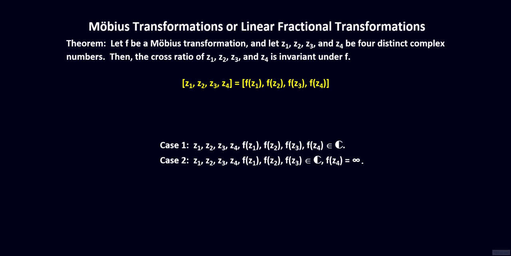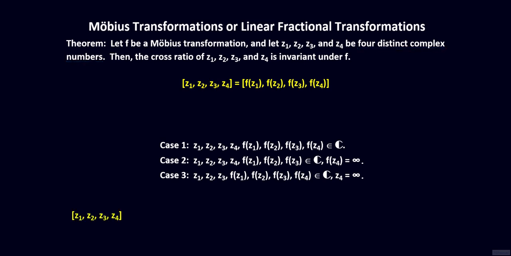We can include a third case, which is almost a corollary of the second case. In the third case, instead of the point at infinity being one of the f of z sub i's, it is one of the z sub i's that is the point at infinity. This really is an extension of the theorem, which only requires that the z sub i's be finite complex numbers. Case 3 extends the domain of the Möbius transformation to the extended complex plane. Without loss of generality, we take z sub 4 to be the point at infinity.